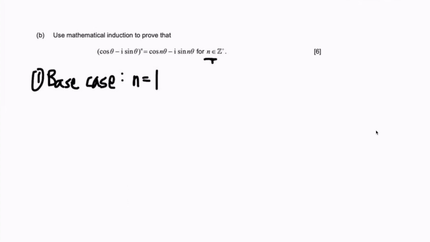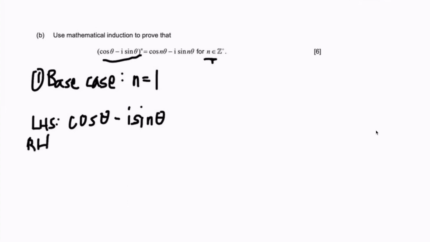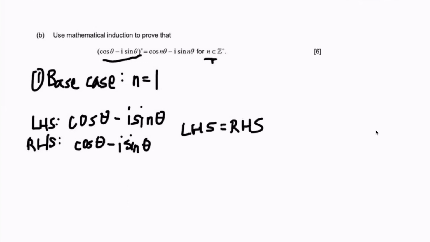All right, so plugging n is equal to 1 back into this equation just gives us cosine theta minus i sine theta on the left-hand side. And on the right-hand side, we just have cosine theta minus i sine theta. So easy peasy. Left-hand side is equal to right-hand side, obviously. And therefore, we've proved that the statement is true for our base case. And now we can move on to our next step.